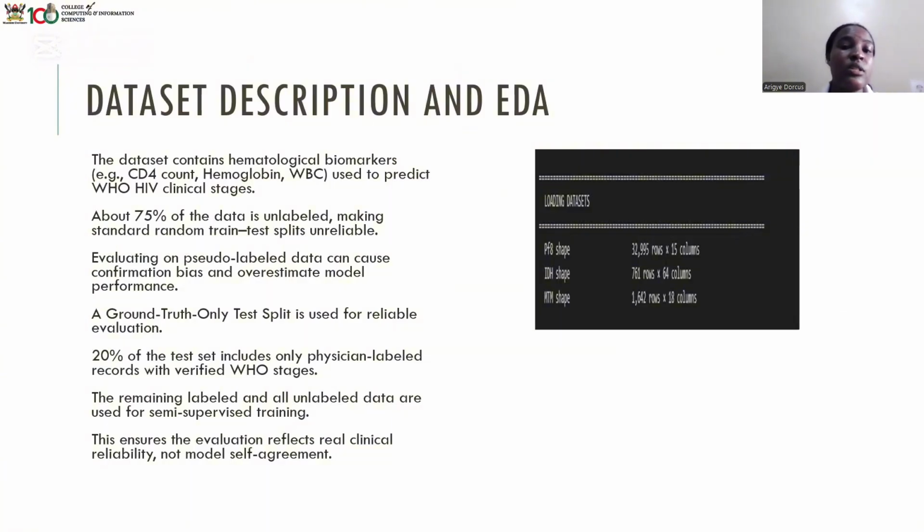Our dataset consists of hematological biomarkers, including cluster of differentiation 4 count, hemoglobin levels, white blood cell count, and platelet count. Because 75% of the dataset was unlabeled, we implemented a ground truth-only test split strategy to avoid confirmation bias. This means that only physician-verified patient records were used for final evaluation. As a result, the reported model performance reflects genuine clinical reliability rather than self-generated predictions.